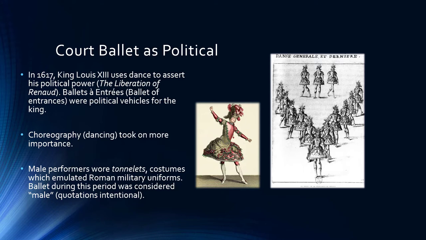In the image on the far right, you can see a military-type formation of male dancers wearing tonnelettes. In the more colorful image at the bottom, you see a dancer from the Baroque era, which we'll talk a little bit more about next time, but wearing a costume that has a tonnelette sort of design, even though it's a little bit more decorative. So when ballet was presented in these court ballets, it was really considered quite male, and I'm saying male with quotation marks. Let's talk a little bit more about that.